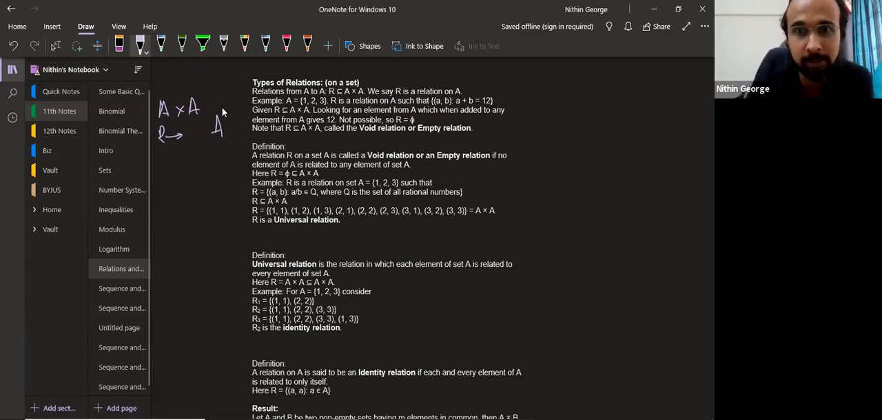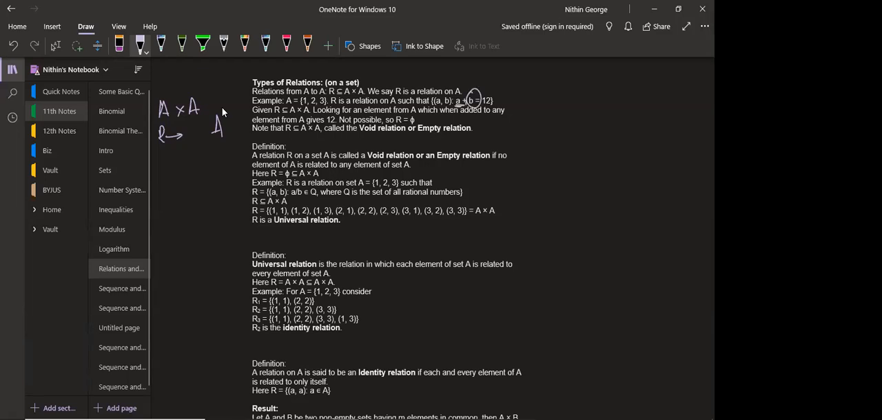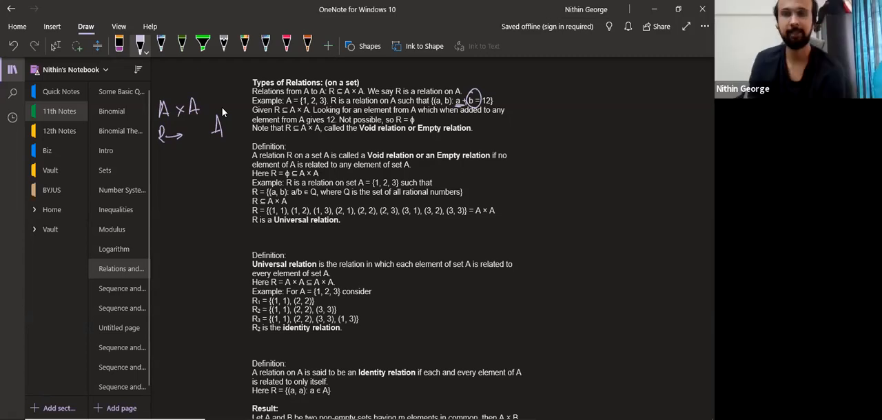I think I confused you guys. No, it's not there. Exactly. There's no B such that 12 minus 3, 12 minus 2, 12 minus 1 exists inside the set. Okay. So this is a void relation, empty relation.